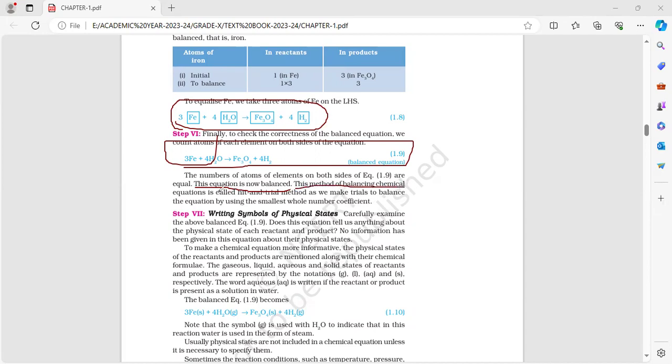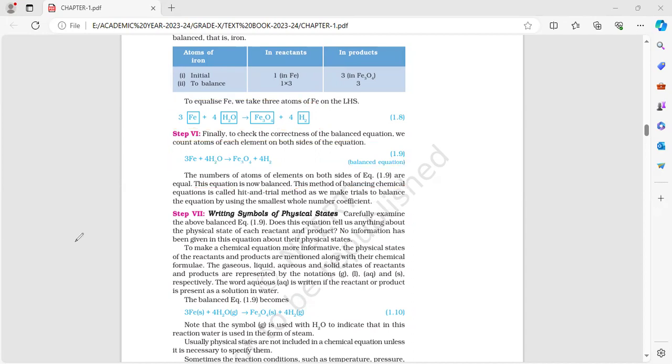This method of balancing a chemical equation is called the hit and trial method. Which method have we used now to balance? The hit and trial method, as we make trials to balance the equation. We keep 2 here on the left side, 2 on the right side, sometimes 4 on the left, 4 on the right. These are the trials we made. That is why we call it the hit and trial method, using the smallest whole number coefficients. What is the coefficient here? Previously 3 was not there, so I took 3 as the coefficient here. Previously 4 was not there.